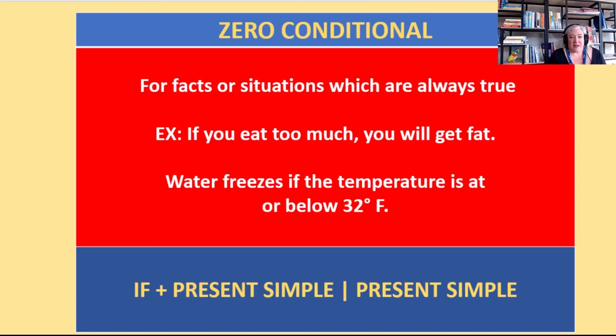Let's look first at the zero conditional. It is used for facts or situations which are always true. For example, if you eat too much, you will get fat. Water freezes if the temperature is at or below 32 degrees Fahrenheit. 32 degrees Fahrenheit would be 0 degrees Celsius.